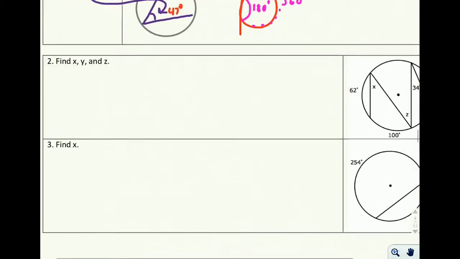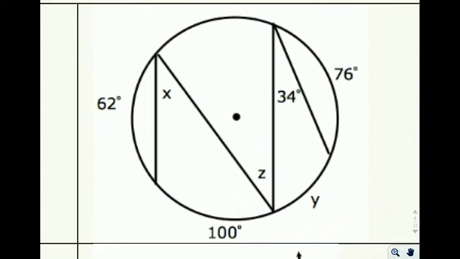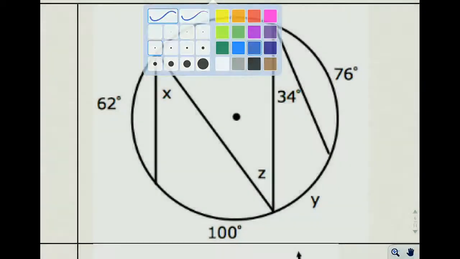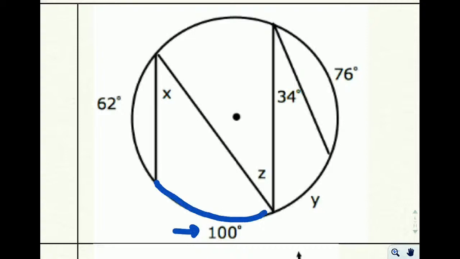Let's go to our example. We need to find x, y, and z. So let's zoom into our picture. First thing we have here is 100 degrees, and I'm going to look at x first. We have a 100-degree arc along the outside of the circle. If we take that and divide it by 2, then we can get our smaller angle inside, 50 degrees.